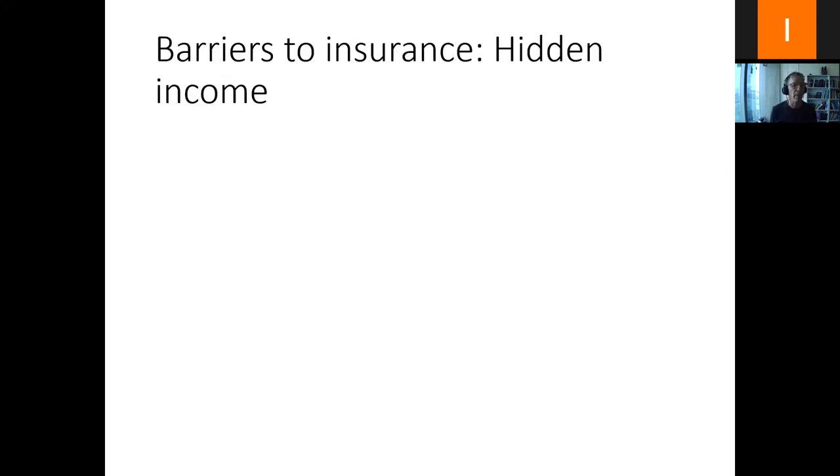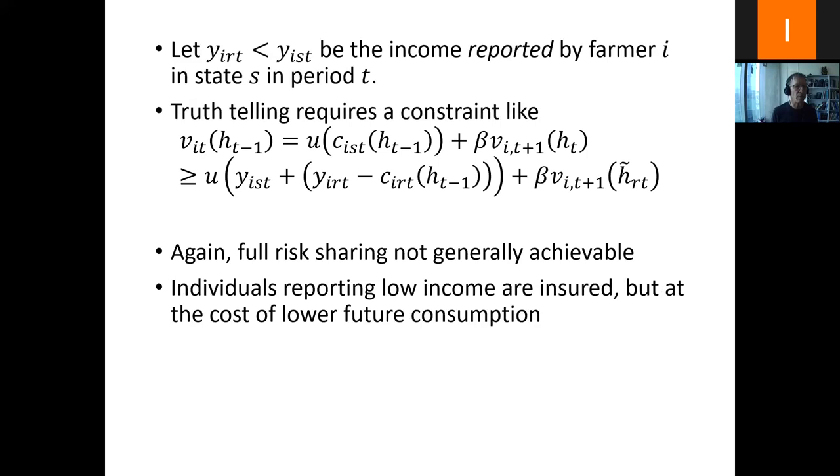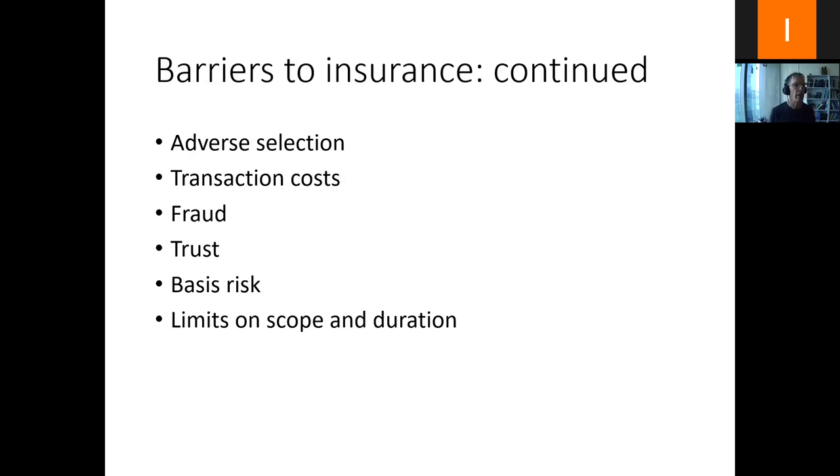Okay. Similarly, if I can hide my income, that also tends to force risk sharing to break down. And then there's the possibility of adverse selection, in which, for example, if people offered insurance against bad farming outcomes, I might apply for it because I'm a lousy farmer and I know I'm going to receive lots of insurance payments. But probably more important than these information problems are the more mundane problems, like transactions costs. It actually takes time and effort to transfer these resources. There's the possibility of fraud. There's the need for trust.